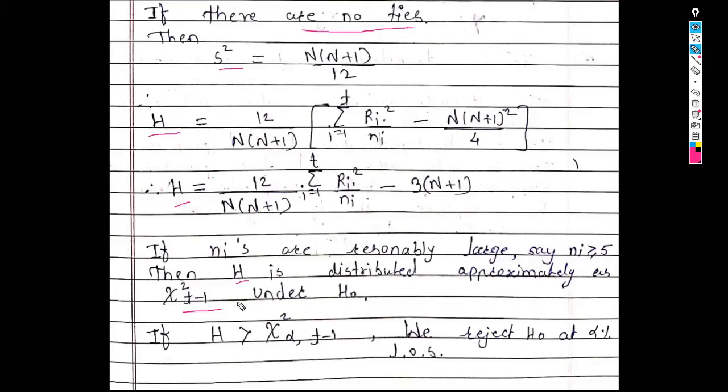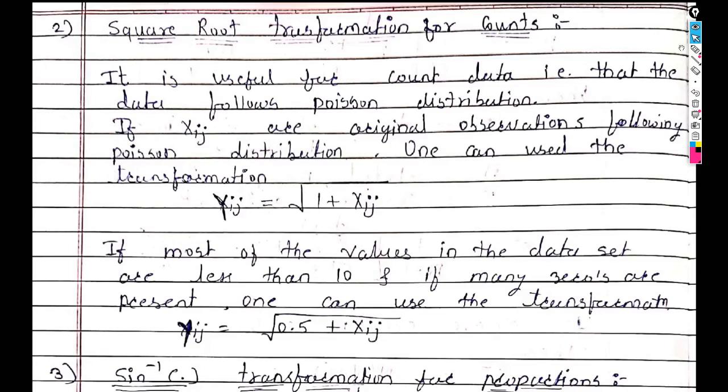We reject our null hypothesis if this test statistic is greater than the critical value, that is chi-square with alpha percent level of significance and t minus 1 degrees of freedom. Then we reject our null hypothesis at the given alpha percent level of significance, else we accept it. So this is about the Kruskal-Wallis test, which is used for the comparison of treatment means when our data is not normally distributed. Then another method is square root transformation for count data.